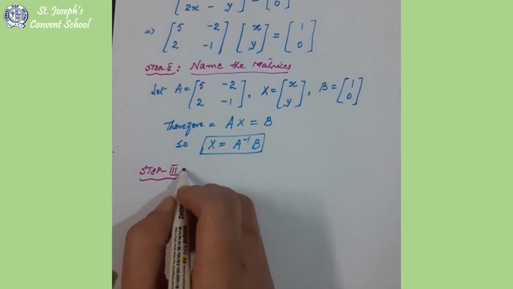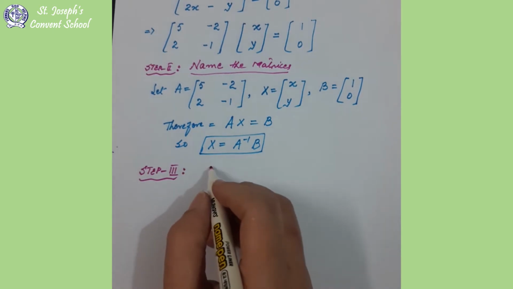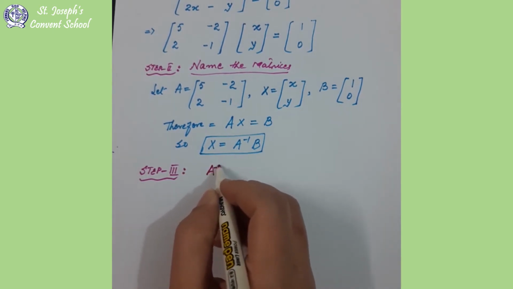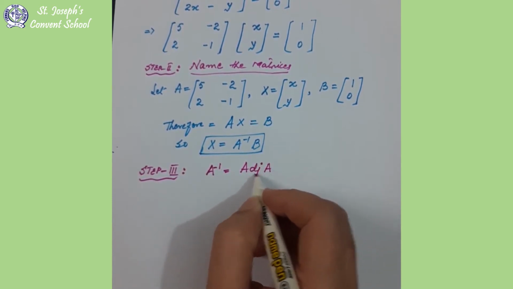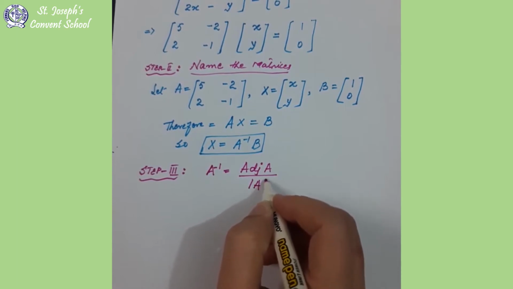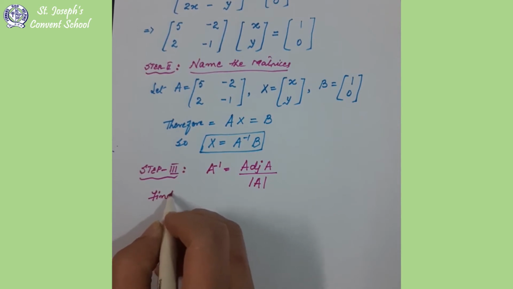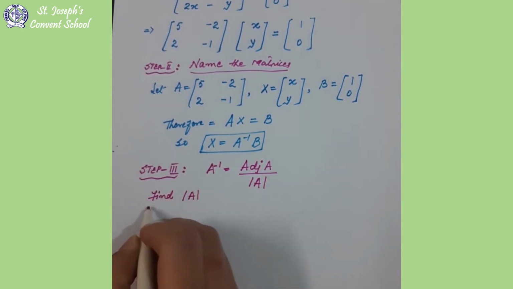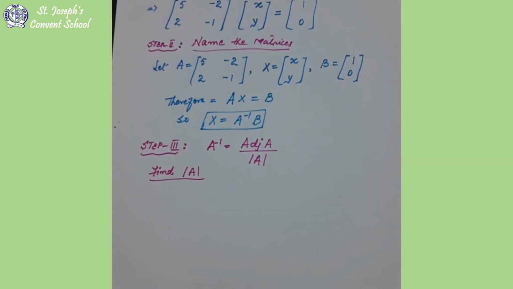Step 3, in the formula A inverse, what we do: A inverse is equal to adjoint A divided by determinant A. So we will find determinant A first. Find determinant of A. After finding determinant A, you will check whether it is possible to solve it further or not. It means checking if it is singular or non-singular.